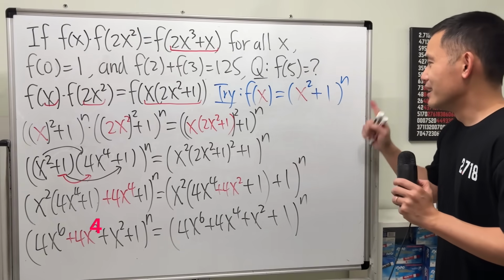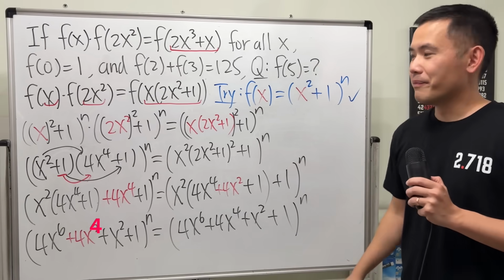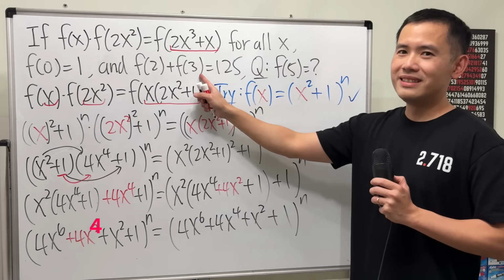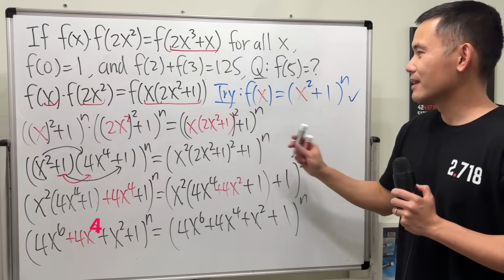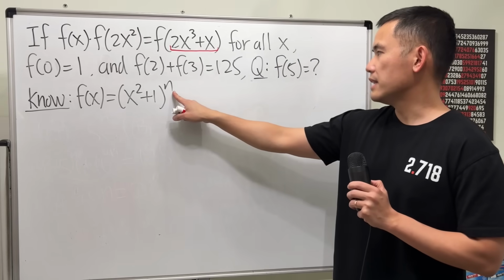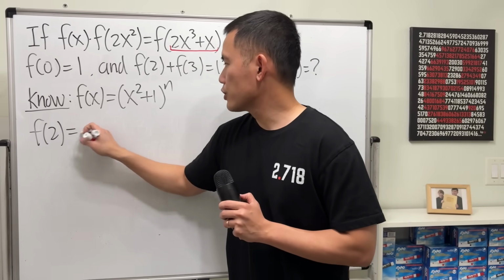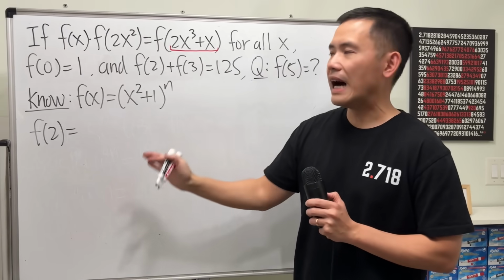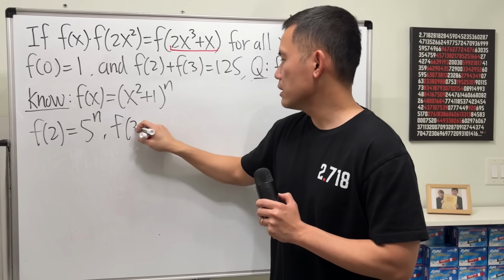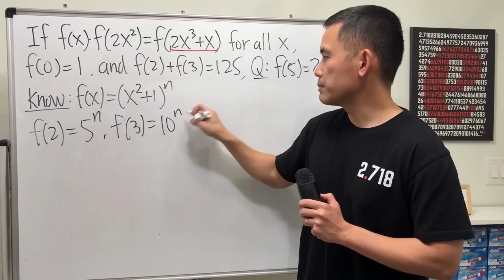Okay, so this right here is the form that we know for the function. But we still don't know what n is though. That's where we have to use this information. So let's go ahead and continue. So now we know this is the form of our function. We still don't know what n is yet though, but it's okay. Let's see f of 2. This is just going to be 2 squared plus 1, which is 5, and then raised to the nth power. And then similarly, f of 3. 3 squared plus 1 is 10, and then raised to the nth power.